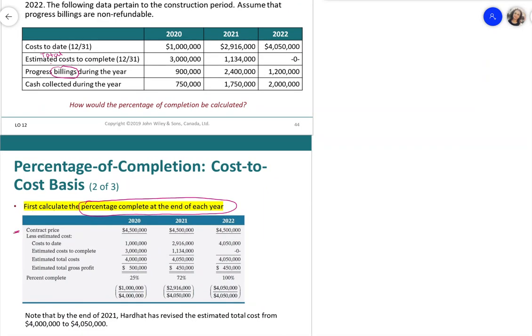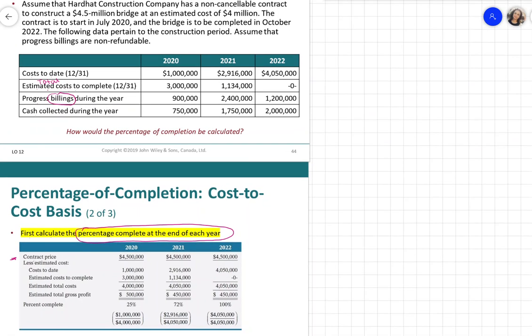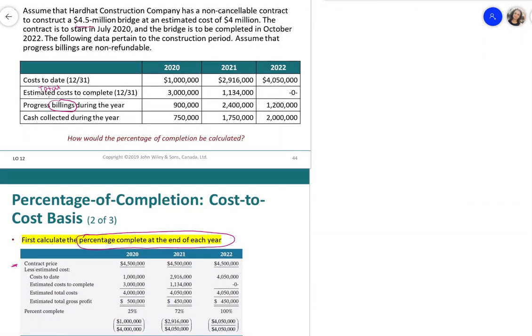So the contract price, if you set it up this way, it makes your life a little bit easier. The contract price is given to us. That's the price that is 4.5 million. It doesn't change, because that's what we set at the time you sign the contract. The second thing you need is cost to date. Cost to date will come from the question or from the company. They will know how much cost they incurred up to that point. If it's to date, it means that it's not for that current year. To date is what you need to account for in 2021.